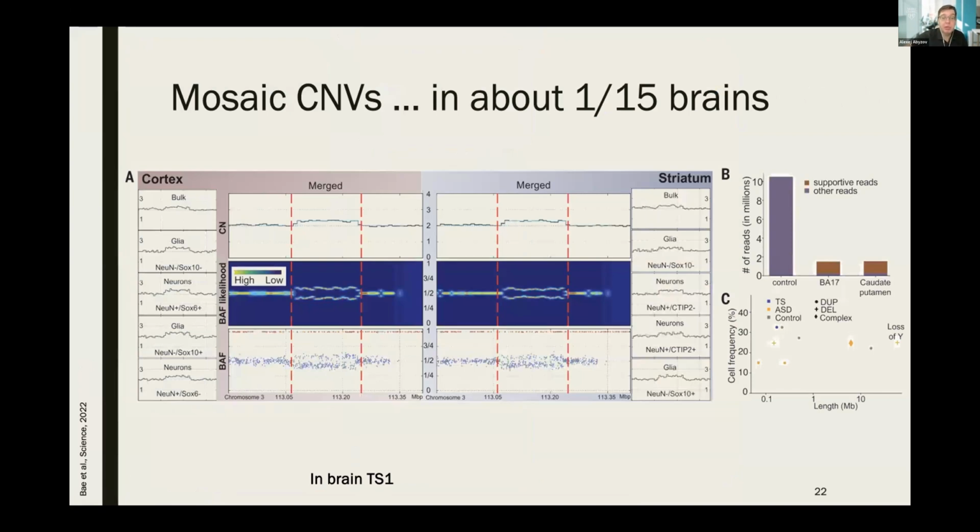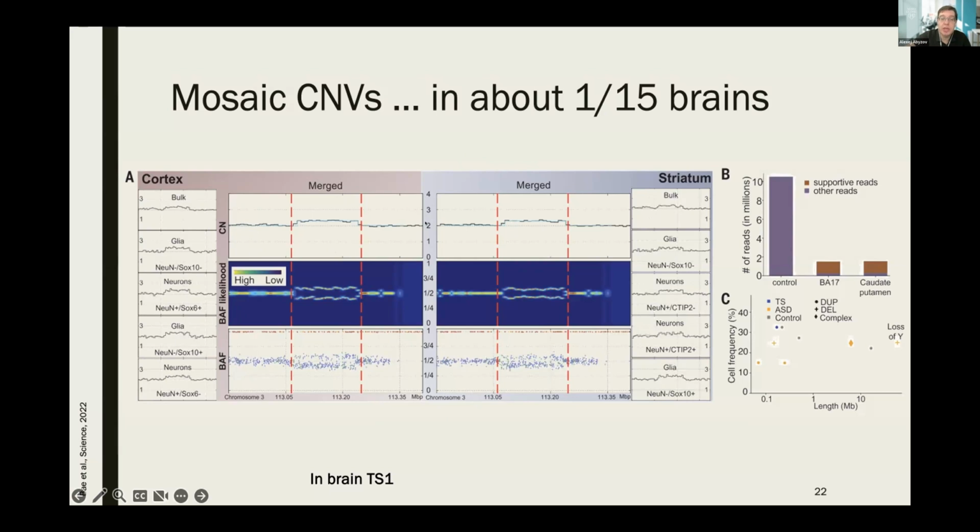So what did we find? We developed this method, and we tested it when we applied it to the brains in the Brain Somatic Mosaicism Network. We had roughly 200 brains. So this is one of the examples where we can find copy number variations. This is a region of cortex, and this is a region of striatum. This is the coordinate on chromosome 3, and this is the copy number. The typical average copy number is 2. So here you can see copy number 0, 1, 2, 3.